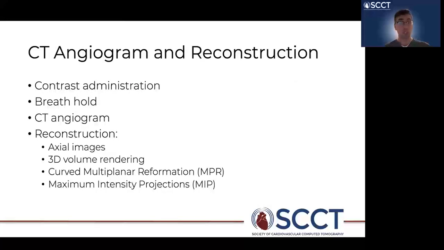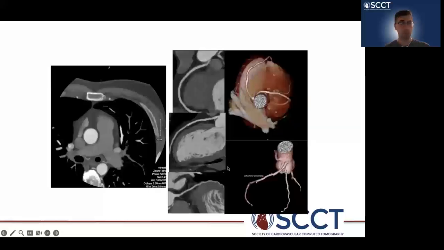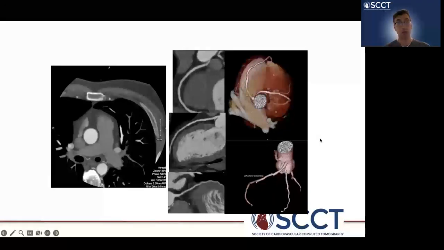You then do the reconstruction. Again, you do contrast breath hold, and you obtain these images. So you get the axial data. You then can do 3D volume rendering, a curved multiplanar reformation, and maximum intensity projections. I'll show you some examples briefly. Here's the axial data. Here's the curved MPR, which you could actually rotate in the software in real time and look at the vessel. This is just a still image, just showing you an example. And then here's the 3D volume rendering. Again, not very useful for looking in the lumen of the vessel, but just gives you a broad overview of the anatomy, the coronaries, and whatnot.